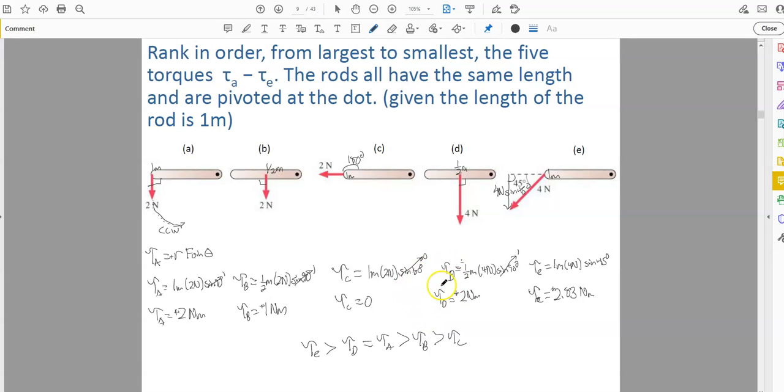But it's interesting, if I was just going to scan this, I would think this would have the greatest amount of torque, right? Because it's at 90 degrees and it's double the other three forces. But the problem is it's at a half mark. So I would not have guessed that as the winner.